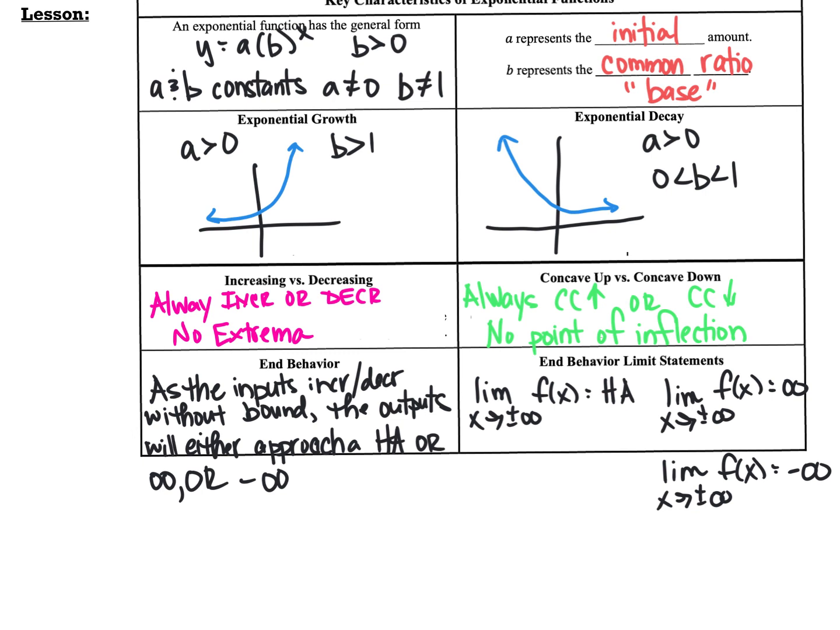So when we write our two limit statements, we'll always write two. One is going to be the horizontal asymptote. The other one is going to be positive or negative infinity, just depending on the picture. Okay, does that make sense? It only does a couple of things.